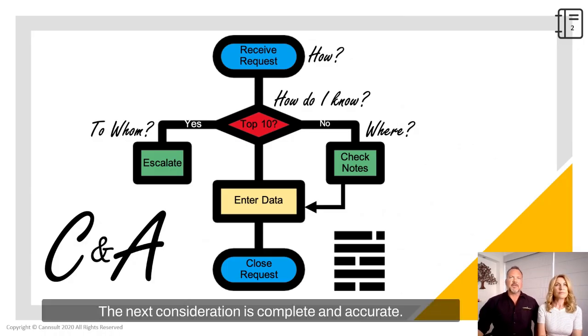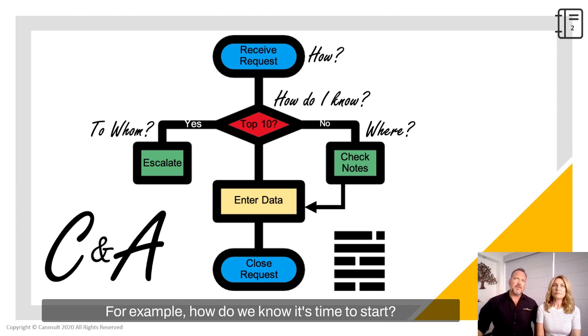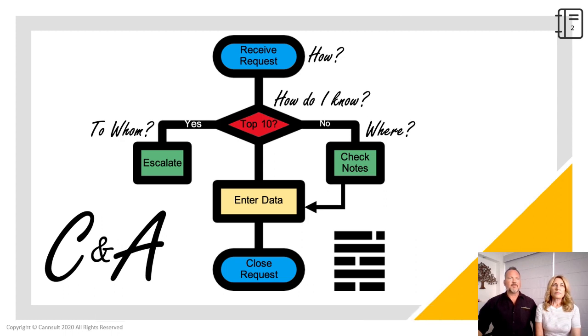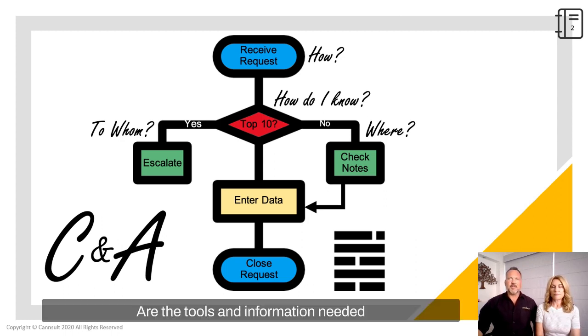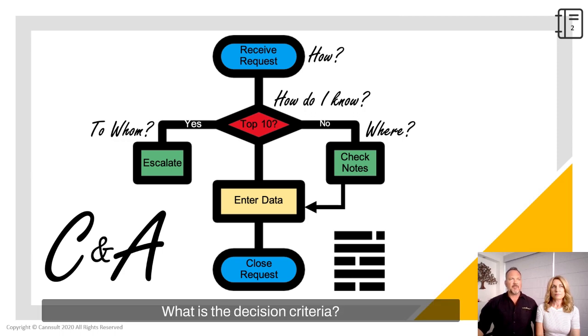The next consideration is complete and accurate. Your new process map might be really beautifully done, but what questions might need to be answered for someone using it as a reference? For example, how do we know it's time to start? What are the instructions to complete this step? Are the tools and information needed to complete the step accurate? What is the decision criteria? What are the likely scenarios that are not captured on the flowchart?